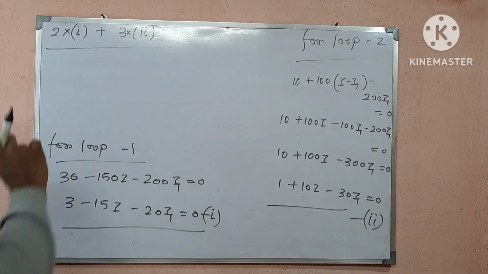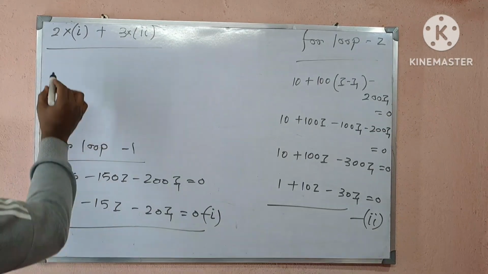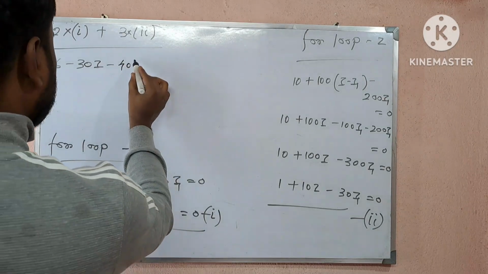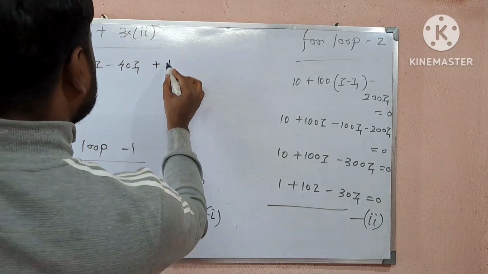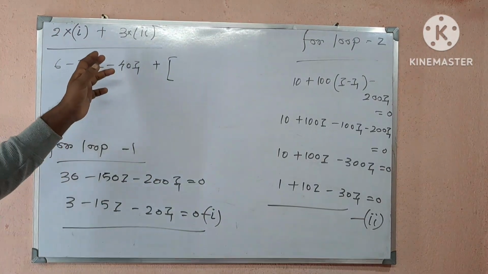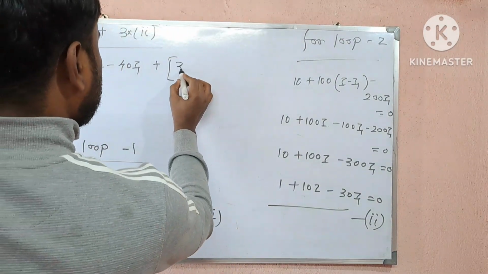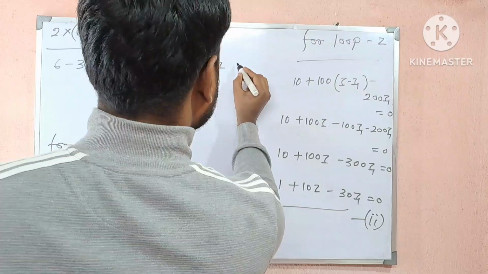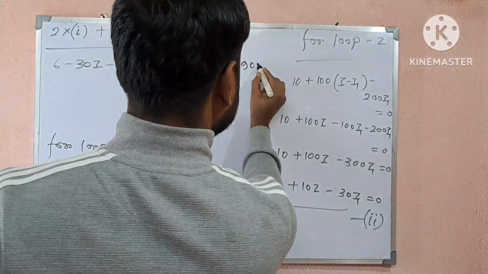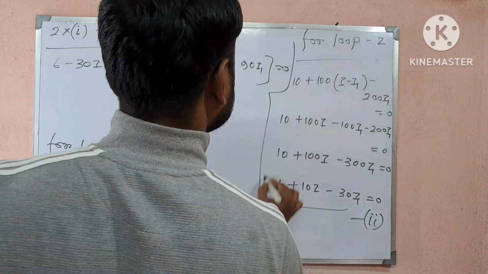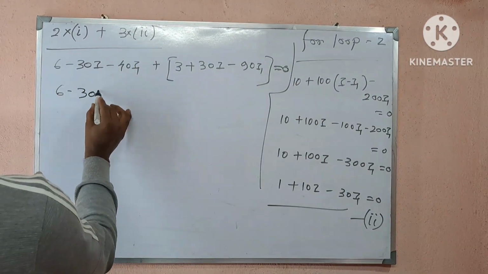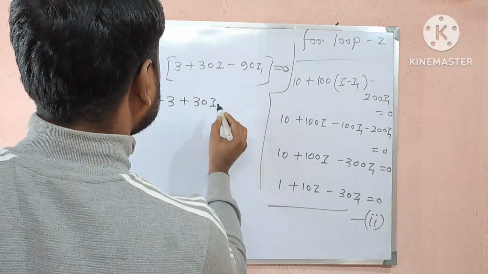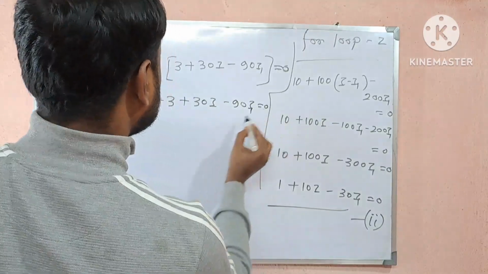Here we are multiplying equation 1 by 2, so it will be 6 minus 30i minus 40i1, and then plus we have to multiply equation 2 by 3, so it will be 3 plus 30i minus 90i1 is equal to 0. Now we can write 6 minus 30i minus 40i1 plus 3 plus 30i minus 90i1 equal to 0.